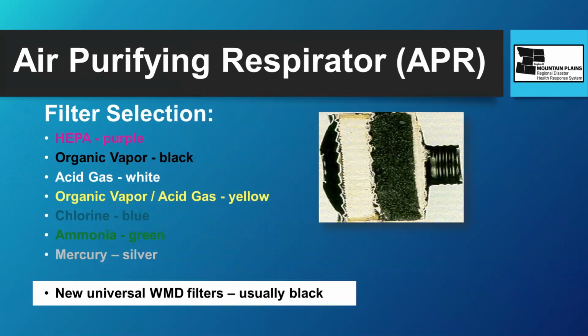Air purifying respirator filters are color coded for the various agents. And you can see that a HEPA filter is purple, organic vapors and acid gases are yellow, ammonia is green, mercury is silver. And there's now a universal WMD filter, which is typically black in color. If your air purifying respirator uses a selectable filter, you must have some idea of what the agent is so that you can choose the appropriate filter.